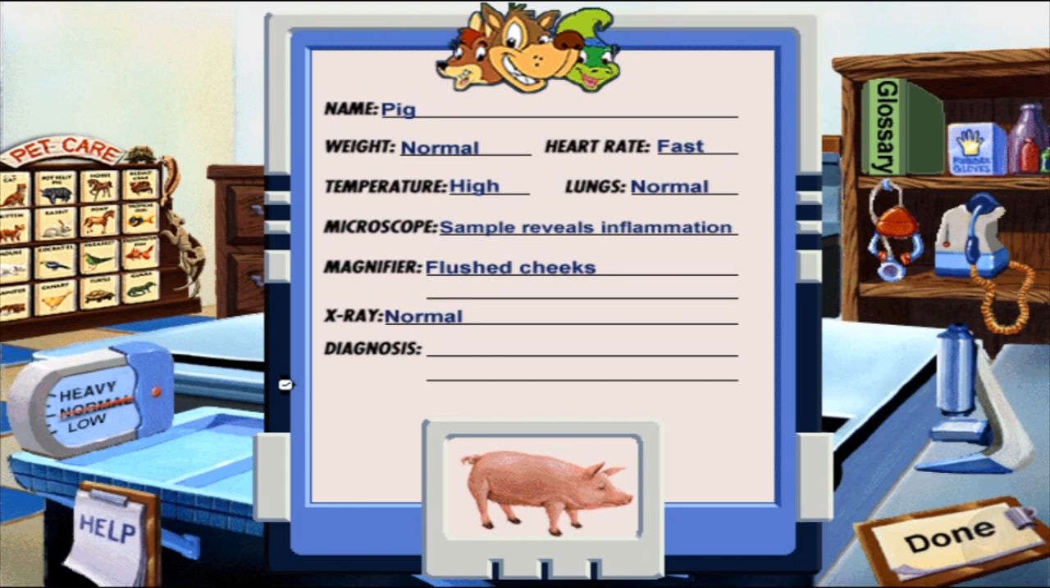Normal. The pig's weight is normal, but its heart rate is fast. The temperature reading is high, and the lung reading is normal. The microscope sample reveals inflammation, and with the magnifying glass, we can see that the pig has flushed cheeks. The X-ray reveals no problems. The pig has a fever.